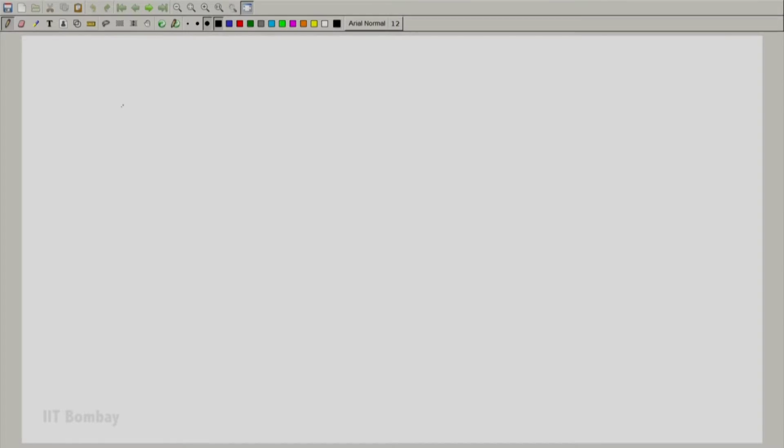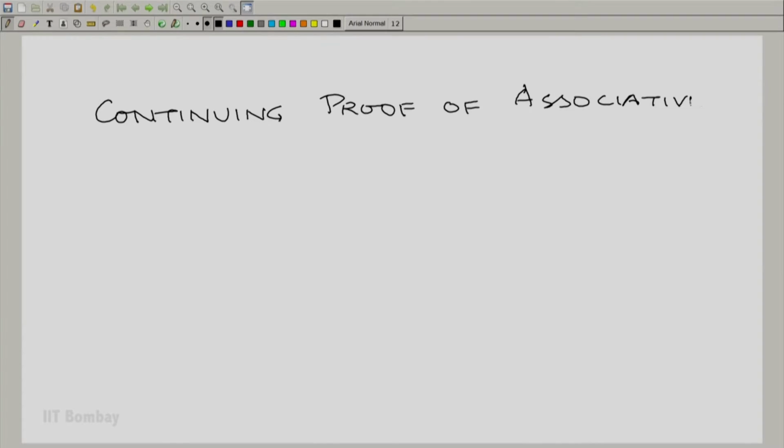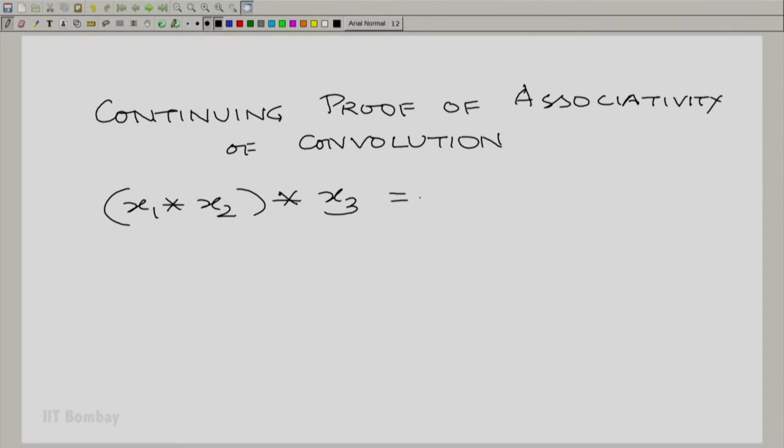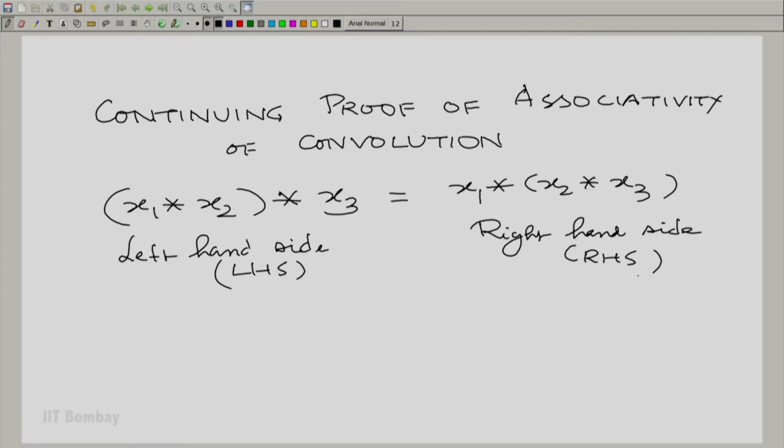Now, we had brought the proof that convolution was associative up to the following point. Let me enunciate what we got on both sides, the left hand side and the right hand side. Let me put it down. So, we continue the proof of associativity of convolution, and essentially what associativity says is x1 convolved with x2 and then convolved with x3 is the same as x1 convolved with the result of convolution of x2 and x3. We will call this the left hand side and we will call this the right hand side, abbreviated by LHS and RHS.